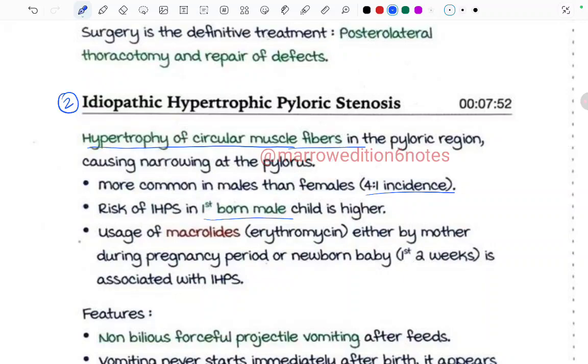The risk of IHPS in a firstborn male is high. Usage of macrolides, such as erythromycin, either by the mother during pregnancy or by the newborn baby in the first 2 weeks, is associated with IHPS. So these were the risk factors for IHPS. First, it is more common in males, and in a firstborn male child the risk is higher. Use of macrolides either by the mother during pregnancy or by the newborn in the first 2 weeks is associated with the development of idiopathic hypertrophic pyloric stenosis.